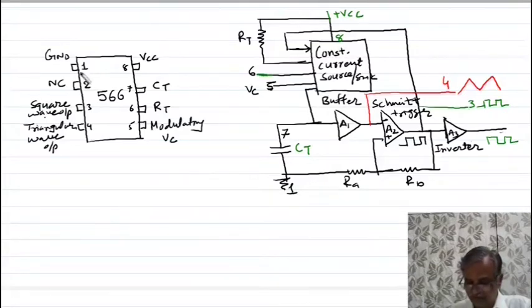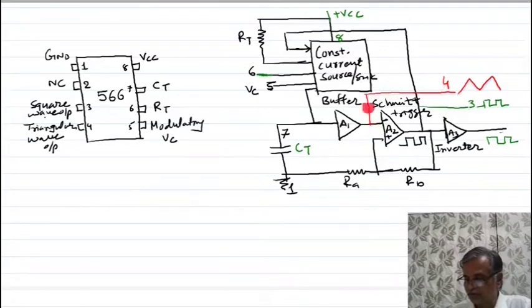In this, pin number 1 I have to connect to the ground. Here it is ground. 8 is your supply voltage that we have connected to the supply voltage, and pin number 2 has no connection. At pin 3 you are getting the square wave output. I am showing you here the square wave output. At pin number 4 you are getting a triangle waveform. Due to charging and discharging you are getting a triangle waveform.